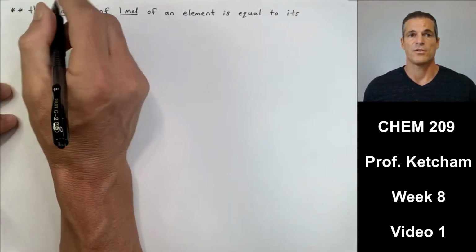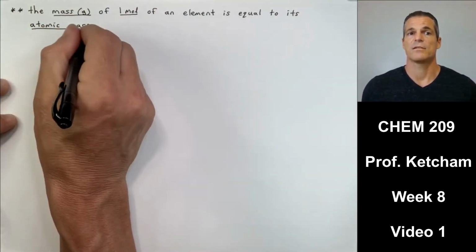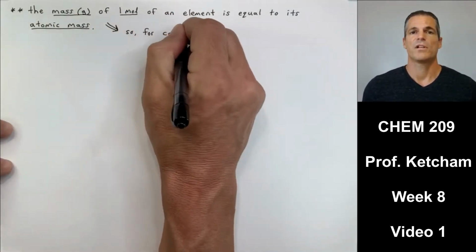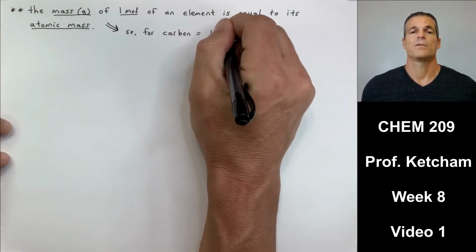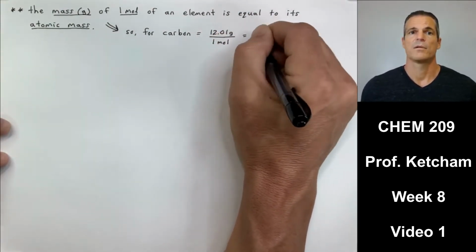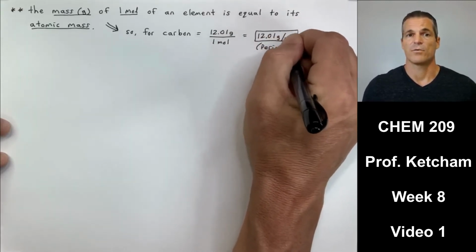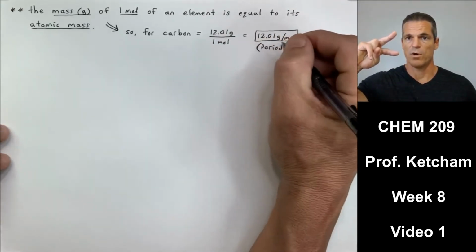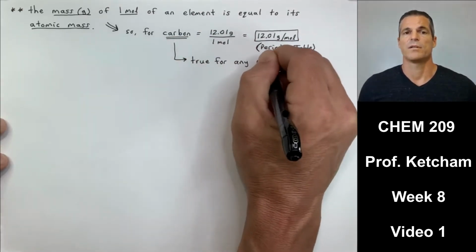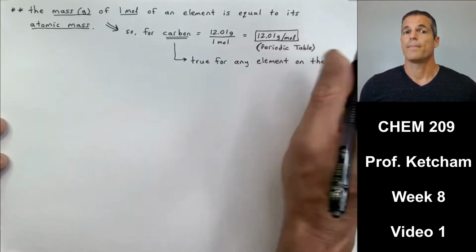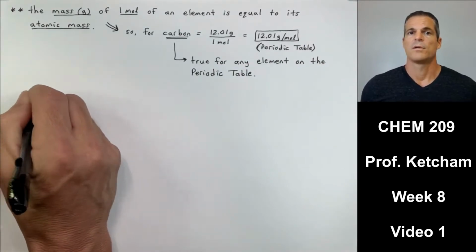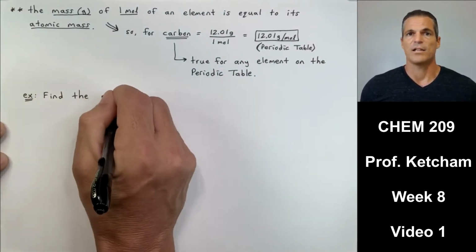So at the top of page 2, it says the mass of 1 mole of any element is equal to its atomic mass. So if you look up carbon on the periodic table, you'll see that the decimal number is 12.01 grams per mole. Okay, so as a conversion factor, you can write it 12.01 g over 1 mole, or flipping it, I can write it 1 mole over 12.01 g. So the atomic mass for carbon is 12.01 grams per mole. And that's true for any element on the periodic table.